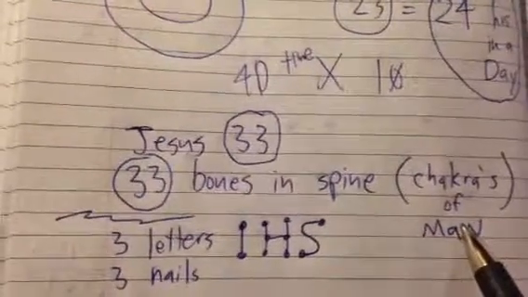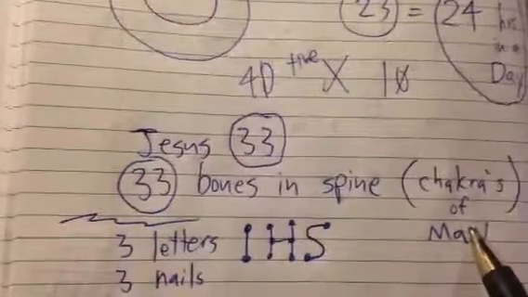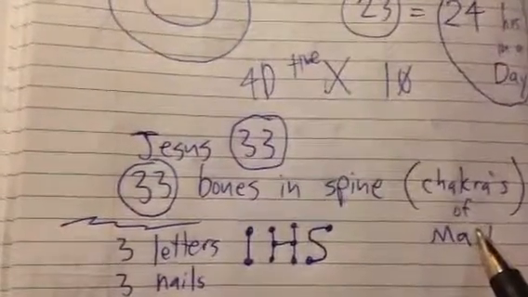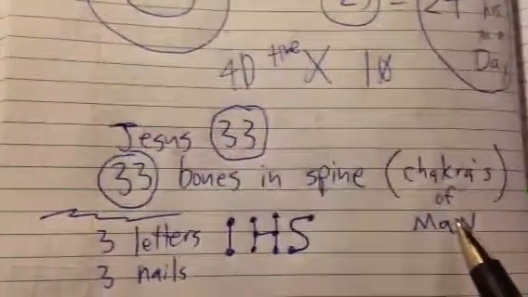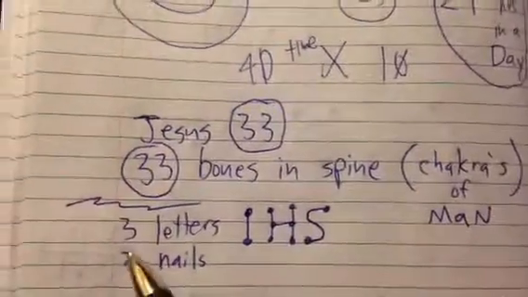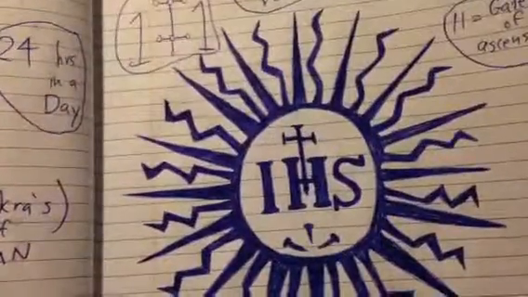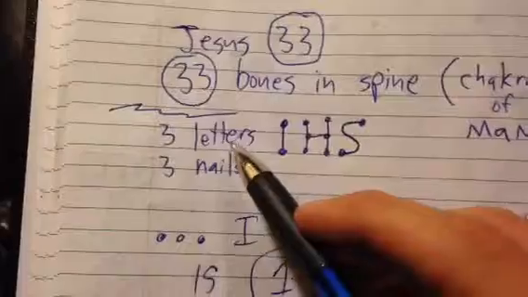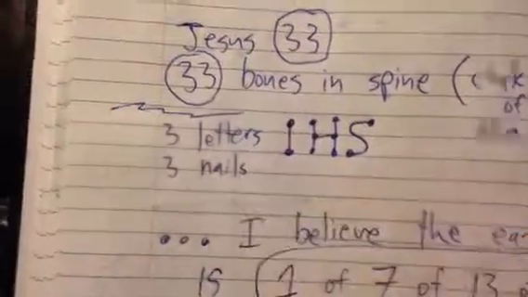And how do they depict the chakras of a man? They usually draw the feet red because the feet are the closest to the earth. Now look at this again. 3 letters, IHS. There's 3 nails.